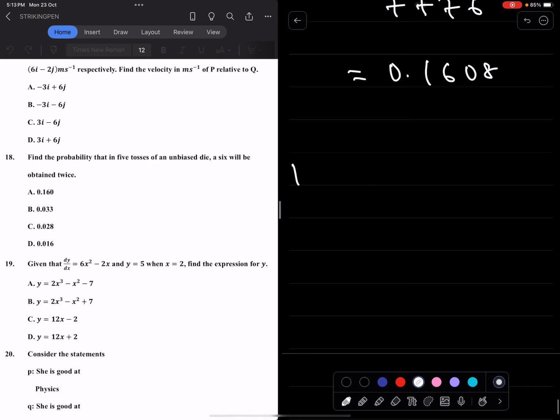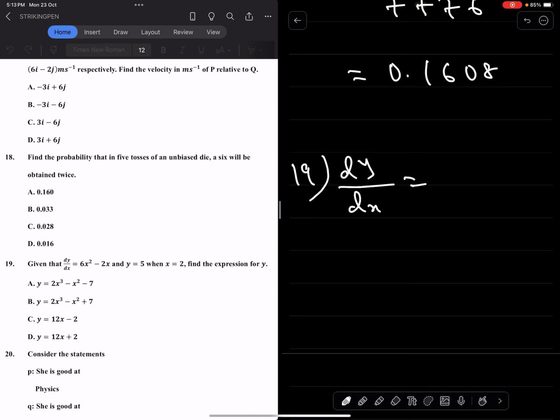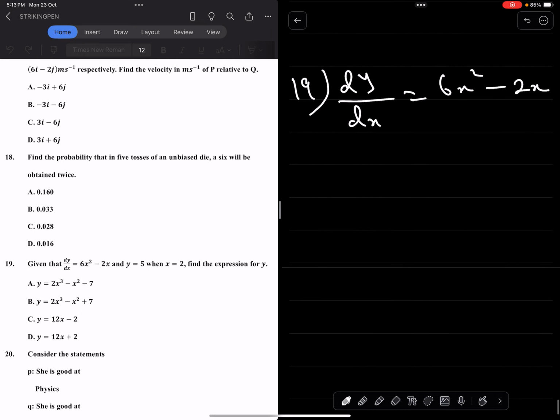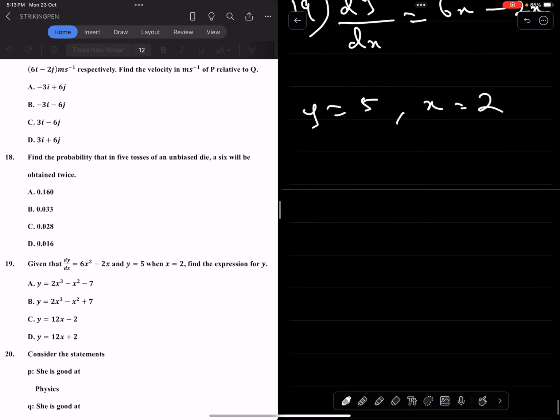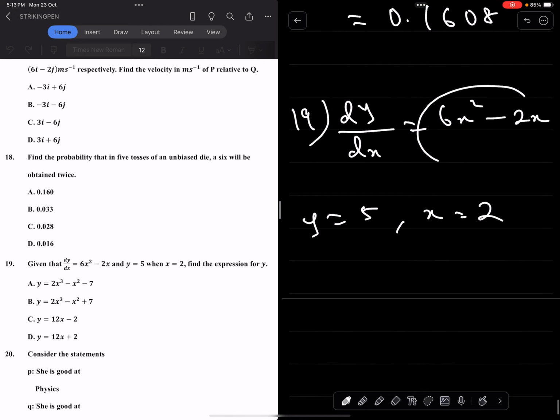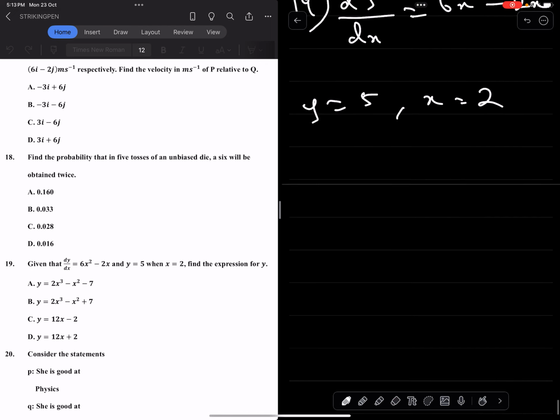We go straight to the next, which is number 19. Given that dy/dx is equal to 6x squared minus 2x, and y equals 5 when x equals 2, find the expression for y. If we have the derivative of y, how do we get y? We just integrate the derivative of y.